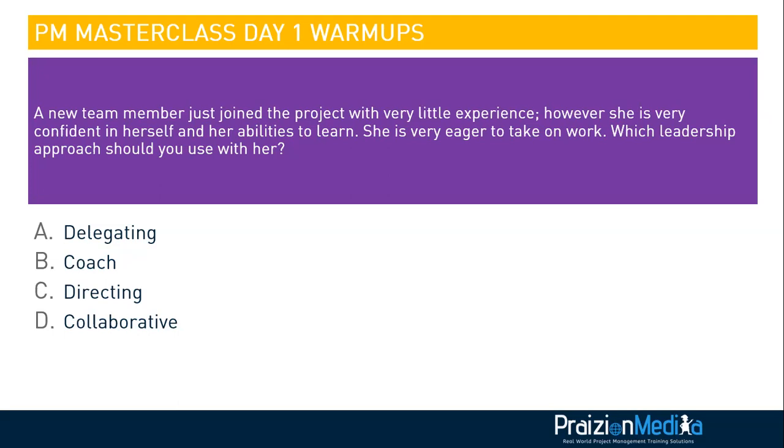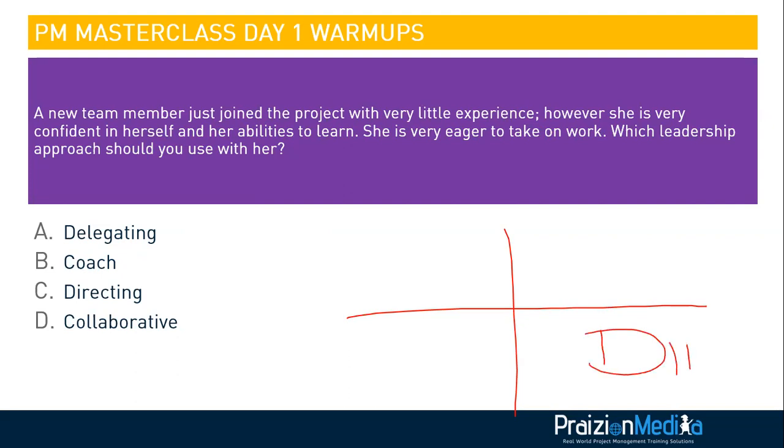In this case, we have an individual who is already highly motivated, eager to take on work, and confident. Therefore, this individual needs a lot of direction because they have no experience, but they don't need a whole lot of support. For that reason, we would choose the directing style. The answer to this is C. Let's go to our next question.